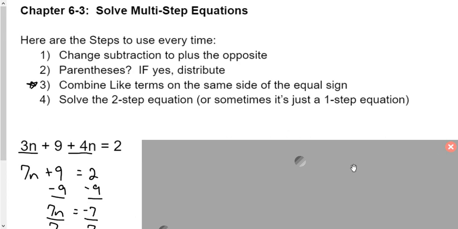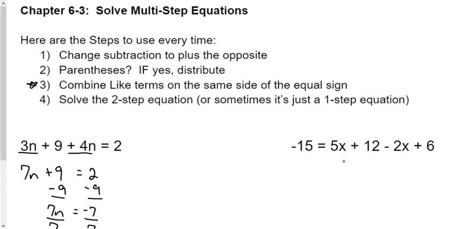Okay, so now let's go back and let's look at our steps again. How do we solve multi-step equations? If you see subtraction, please make it into add the opposite. So we did that right there. Are there any parentheses? No. Is there anything that we can combine? Well, remember, this negative 15 is to the left of the equal sign, so don't even look at it. Okay, I'll erase this in a second.